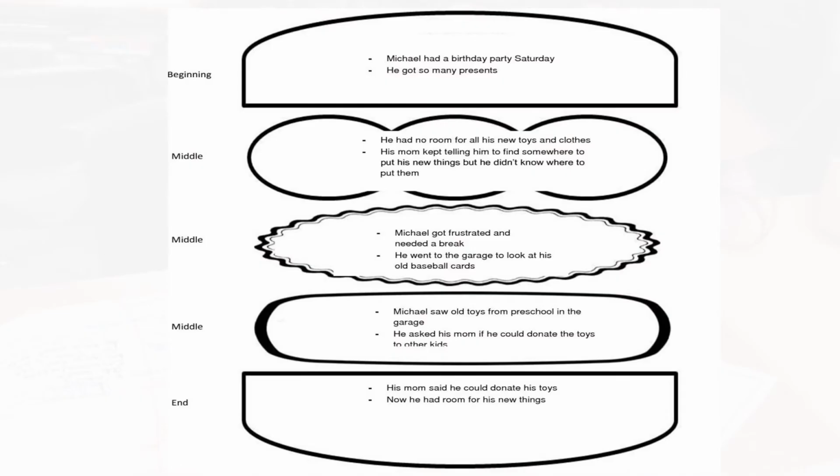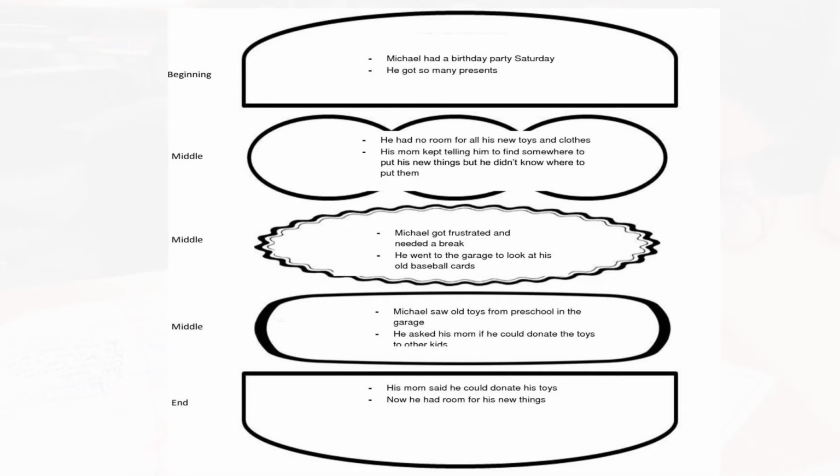So here's a picture of the Hamburger graphic organizer with the different parts of the story plugged in. And we can see the beginning starts at the top all the way to the end at the bottom. So in the beginning, Michael had a birthday party Saturday. He got so many presents.